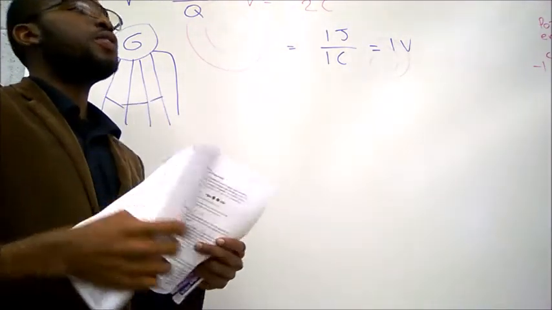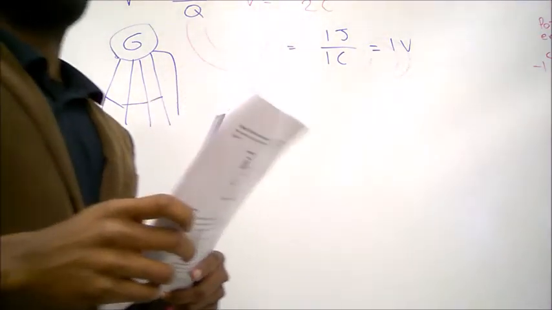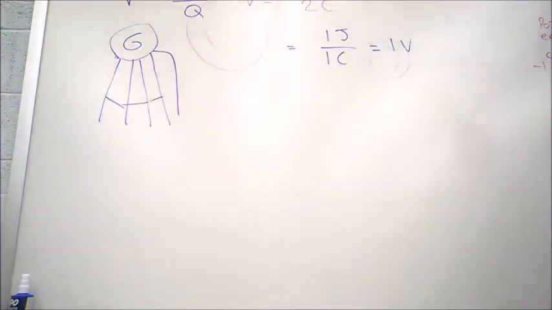Okay, let's talk about resistance. Again, we talked about current. We said current is the flow of electrons through a material. Now, different materials have different properties.